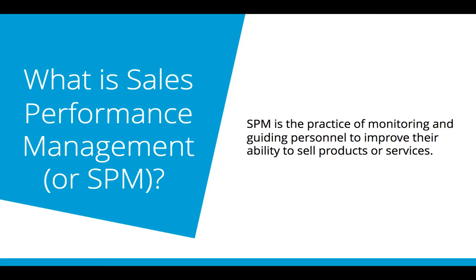All right, so what is sales performance management? Now, sales performance management or SPM is the practice of monitoring and guiding personnel or your sales reps to improve their ability to sell products and the services that you offer. So, they are tools in addition to the features or functionality that's available in your typical CRM software to increase your sales by tackling the problems that would block the way to success, along with means of improving the way you sell your products.